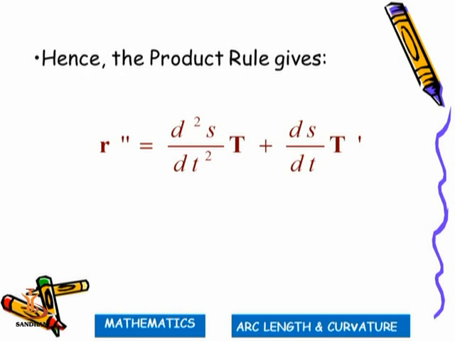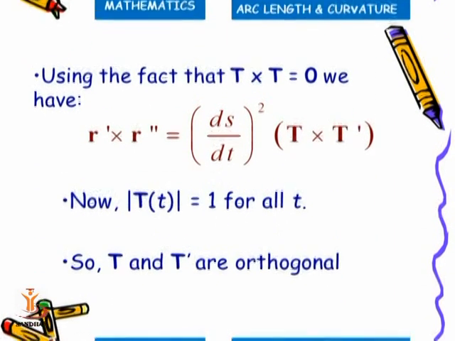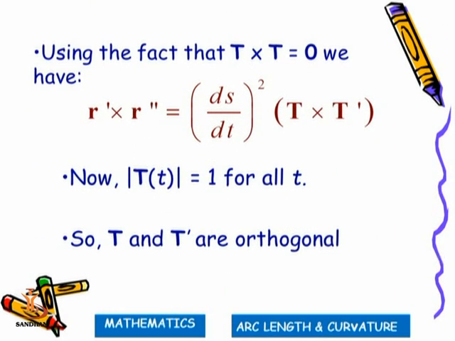Hence by the product rule, r double dash is d square s by dt square into T plus ds by dt into T dash. Using the fact that T cross T is equal to 0, we will have r dash cross r double dash.